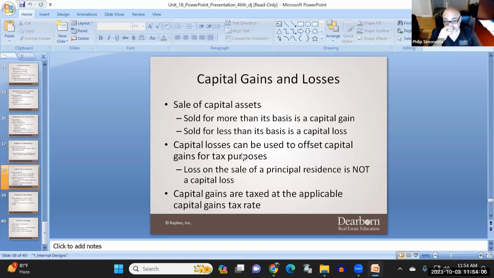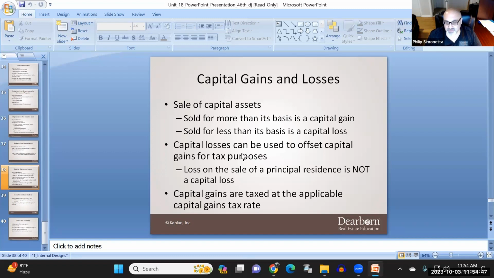Now let's look at capital gains and losses, a sale of capital assets. If it's sold for more than its basis, it's a capital gain. If it's sold for less than its basis, it's a capital loss. Capital losses can be used to offset capital gains for tax purposes. Loss on the sale of a principal residence is not a capital loss. It can't be your home. It has to be investment property. Sometimes people sell property at a loss for a reason, so they don't pay taxes. So loss on the sale of a principal residence is not included. Remember that. Never a house you live in.